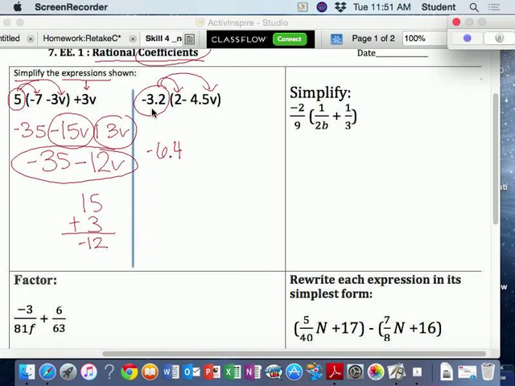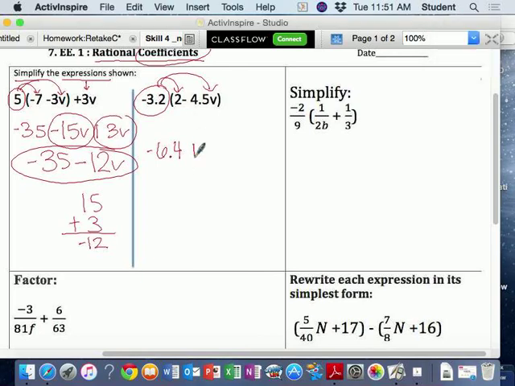So now we have negative 3 and 2/10 multiplied times negative 4 and 5/10 v. So a negative times a negative is a positive. And let's go ahead and do our math. So 3.2 multiplied times 4.5. 5 times 2 is 10. 3 times 5 is 15, plus 1 is 16. 4 times 2 is 8. 4 times 3 is 12. And then I add 0 plus 0. 6 plus 4 is 14. Carry my 1. 1 plus 1 is 2, plus 2 is 4 and 1.